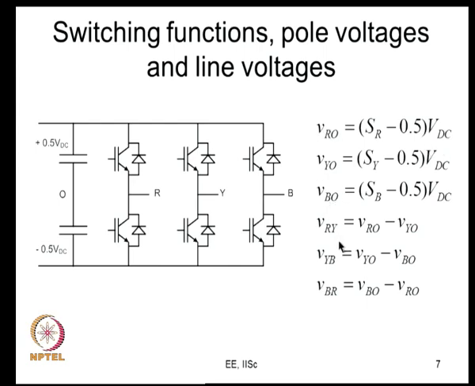So, the line to line voltages, as we know, are the differences of 2 pole voltages. If you are looking at VRY, this is VRO minus VYO. Similarly, VYB is VYO minus VBO, same way about VBR. So, you get the 3 phase line to line voltages now.